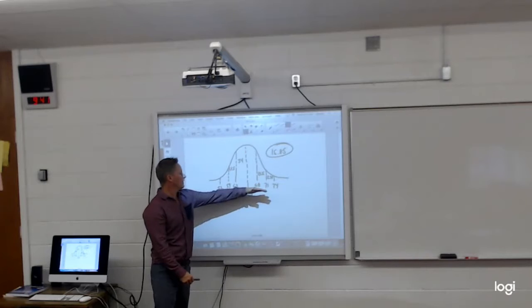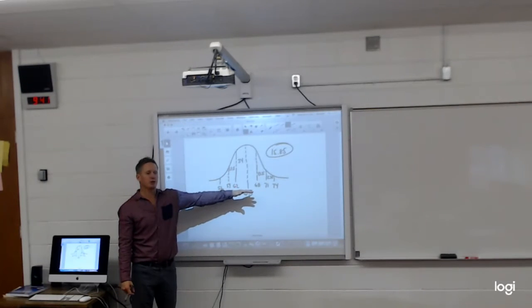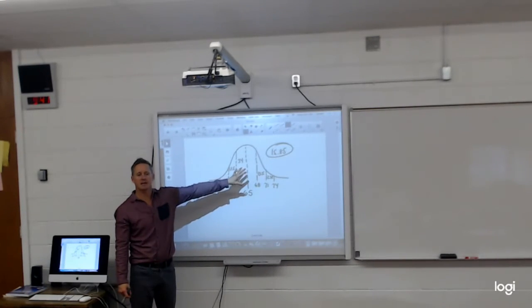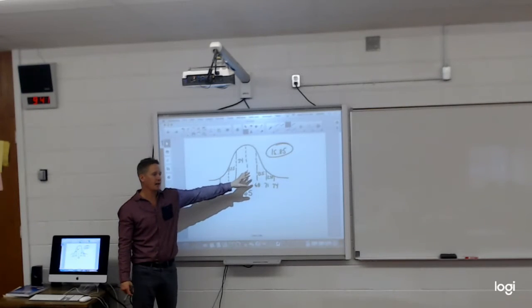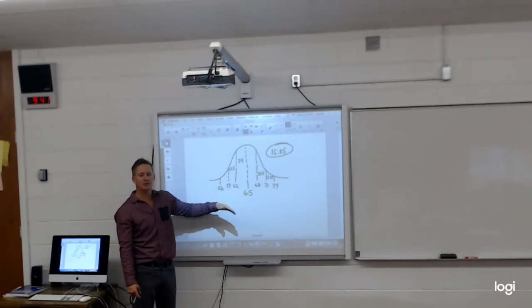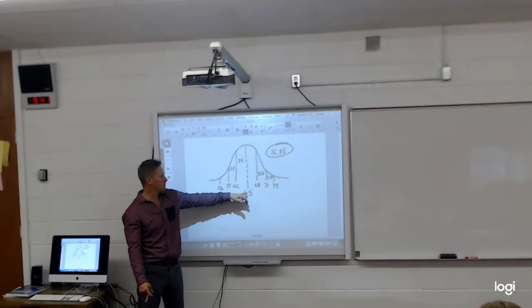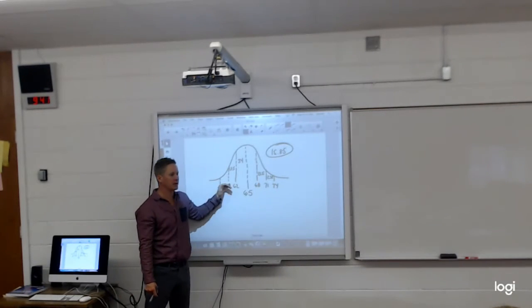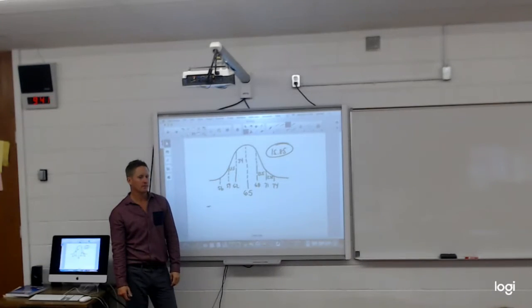So this is your normal distribution. This is the same all the time. The percentages are always the same. Okay? All you have to do each question is write your average in and what your standard deviation is for each question. And that's it.